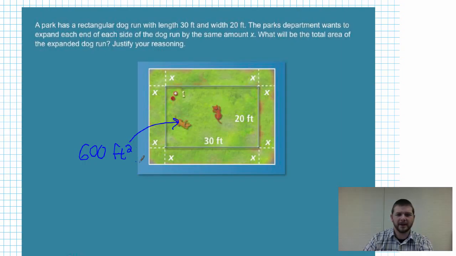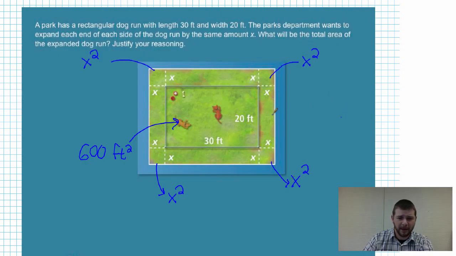All right, and then we'll consider the areas of each of these other rectangles as they're drawn for us. Because notice the dog run is being extended by x units, or x feet, in this direction and x feet in this direction, and likewise around the entire dog run. So the area of the square in this corner would be x squared feet, and this would also be x squared feet, and so would the other corner.